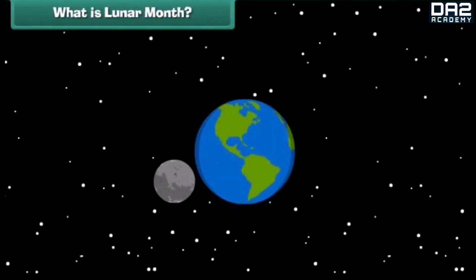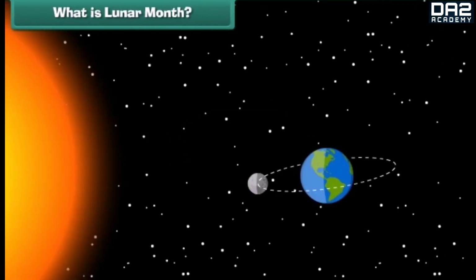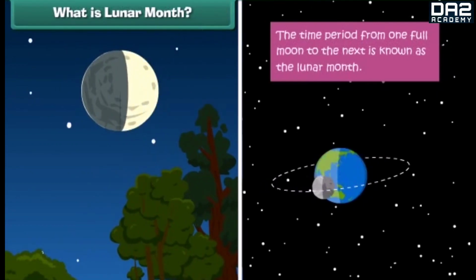The moon takes 27.3 days to orbit the Earth, but the time from one full moon to the next is 29.5 days because Earth is also constantly moving and orbiting the sun. We call this period from one full moon to the next as the lunar month.